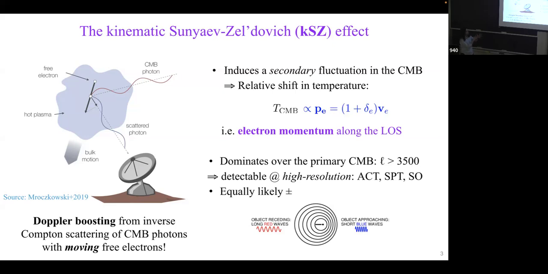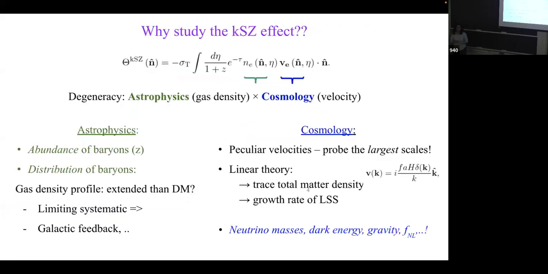And because the kSZ effect arises due to this motion of free electrons, and the motion along the line of sight is equally likely to be towards us or away from us, the induced shift due to the kSZ is equally likely to be positive or negative, depending on whether the free electrons are moving towards us or away from us along the line of sight. So this is another key point, that the kSZ anisotropy is equally likely to be positive or negative.